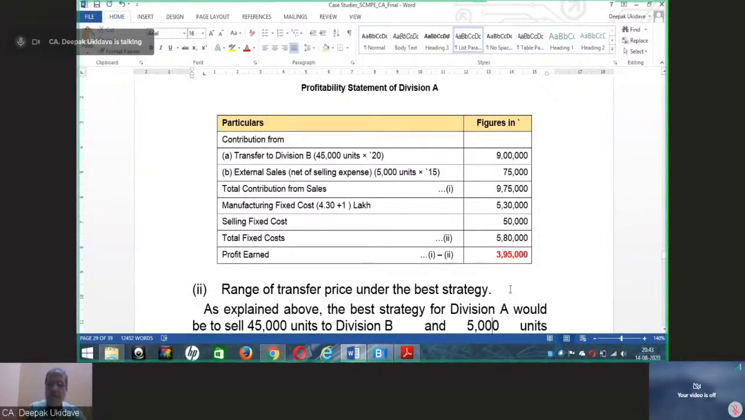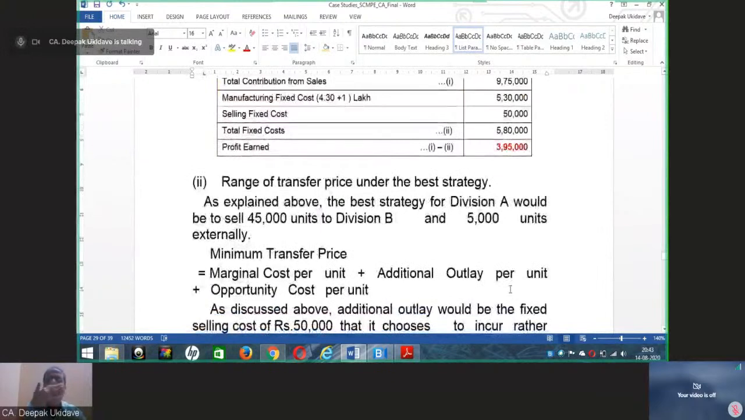Now, what is the range of transfer price under the best strategy? Whenever a question is asked on price range, you remember the formula. Always you have to write this expression. Minimum transfer price is from the point of view of the selling division, and maximum transfer price is from the point of view of the buying division. So the minimum transfer price the selling division will recover is its marginal cost, and additional cost if any, which are specifically incurred for a particular customer, plus the opportunity cost.